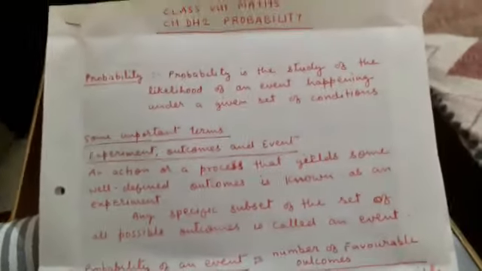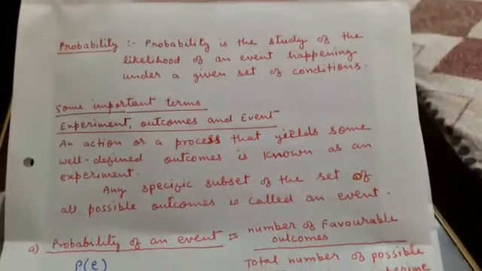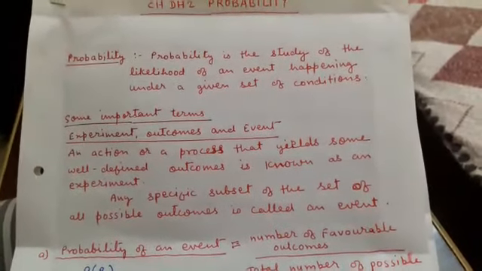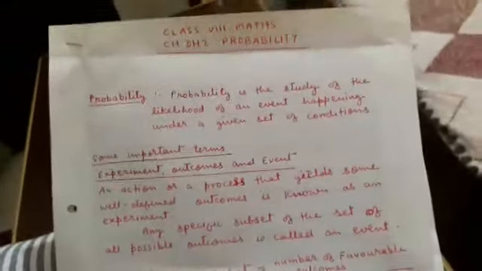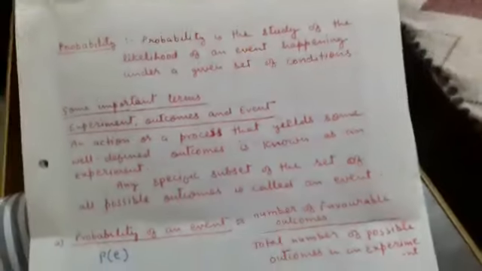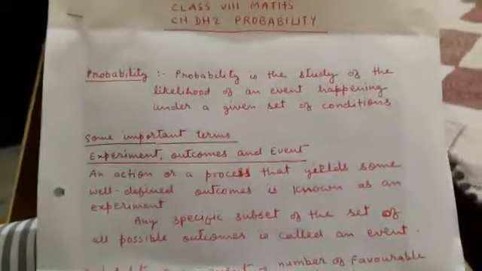In the previous class, we have done chapter G3 circle. We have completed that chapter. Now we are going to start a new chapter which is DH2 probability. Now let us see what is probability. A probability is the study of the likelihood of an event happening under a given set of conditions.